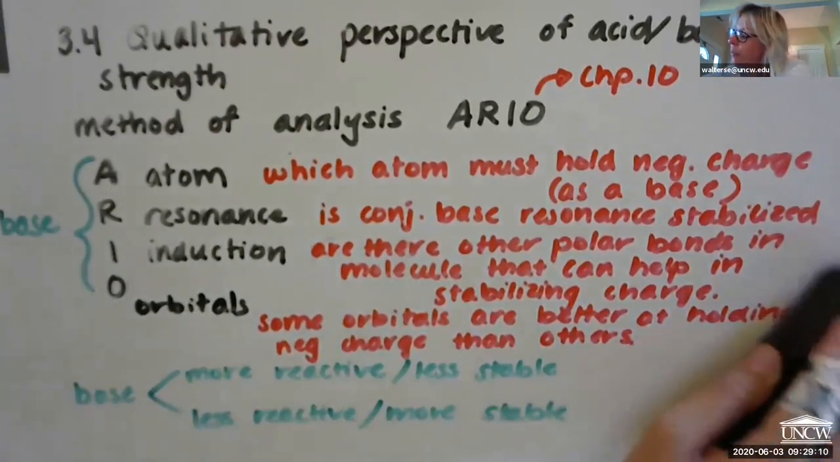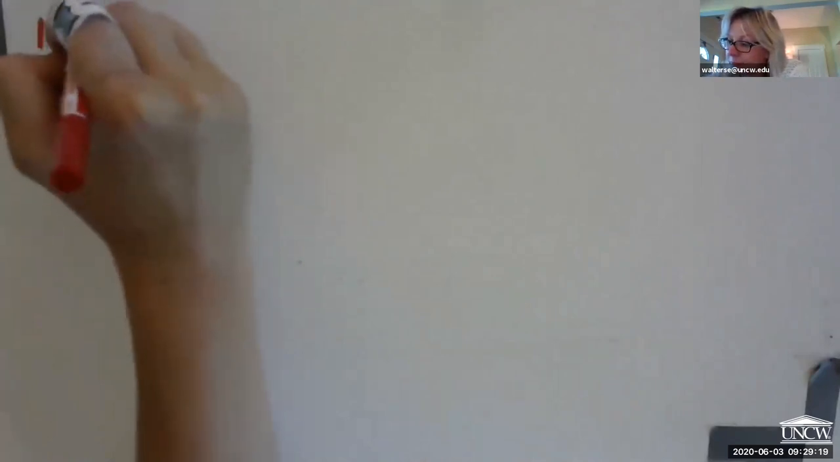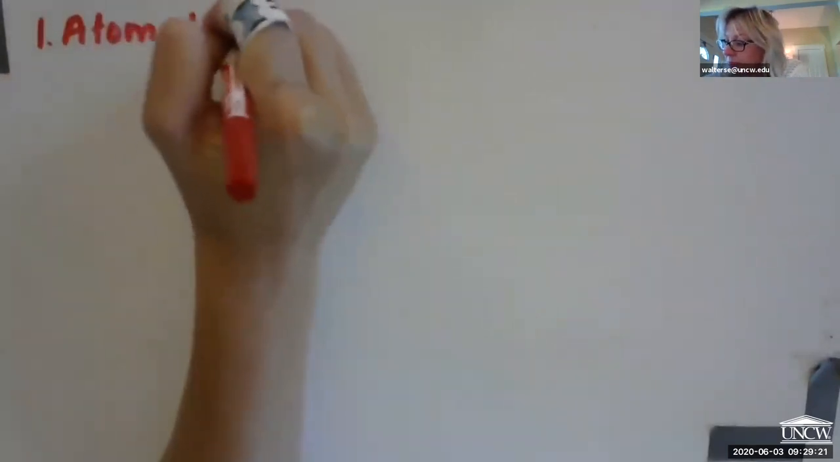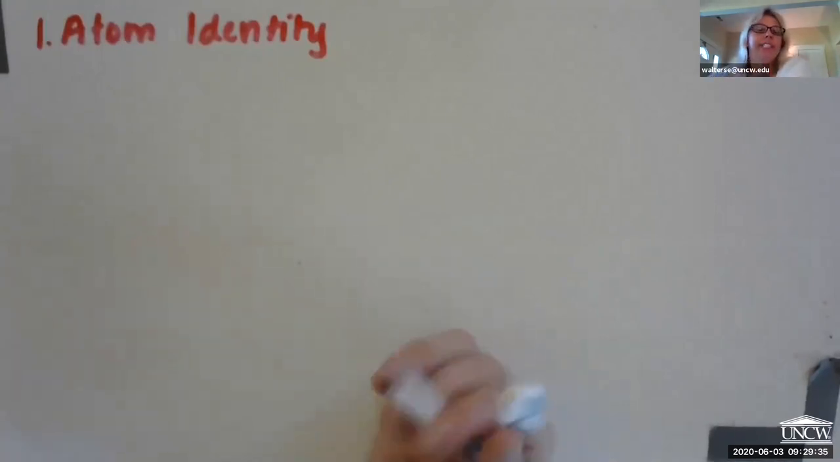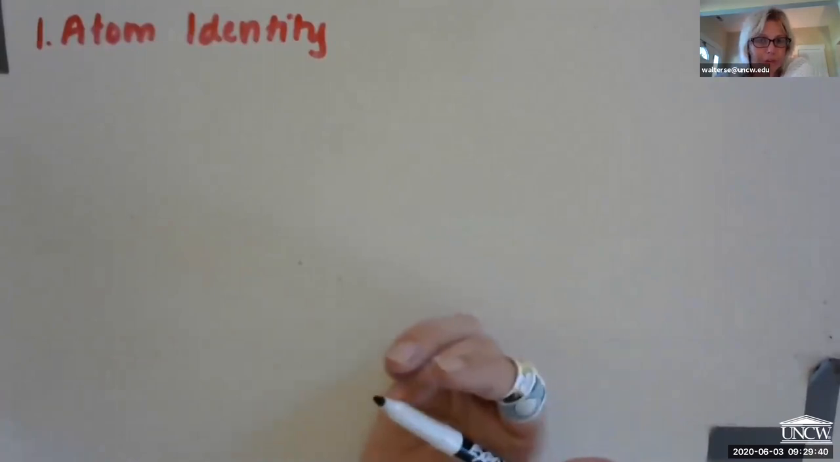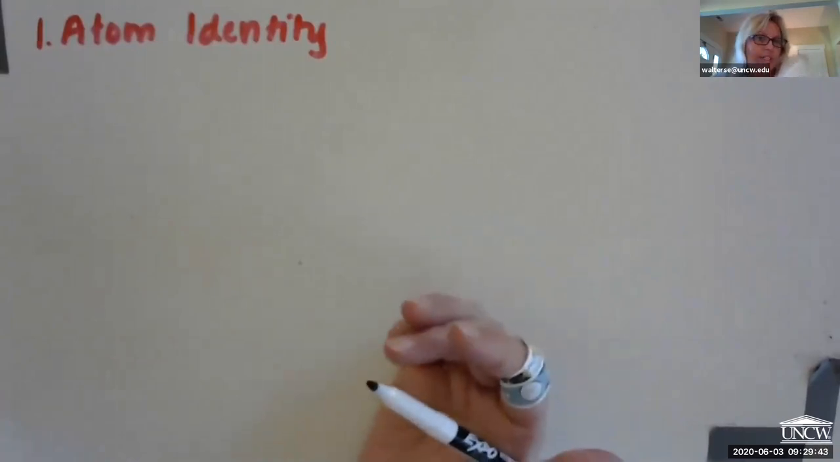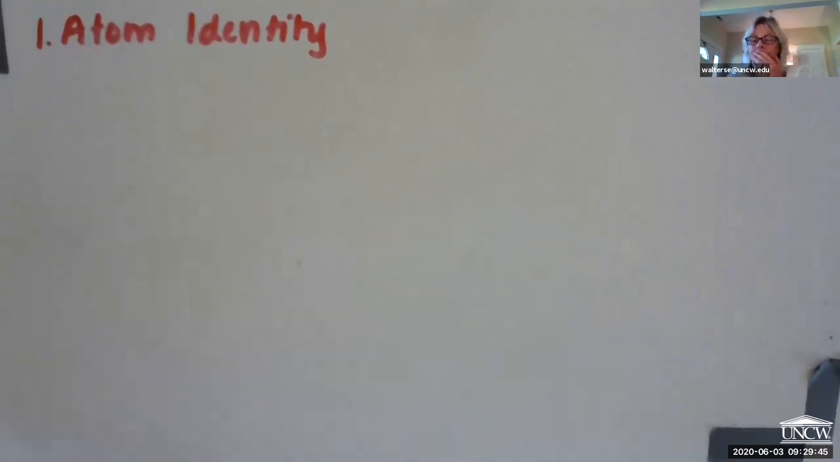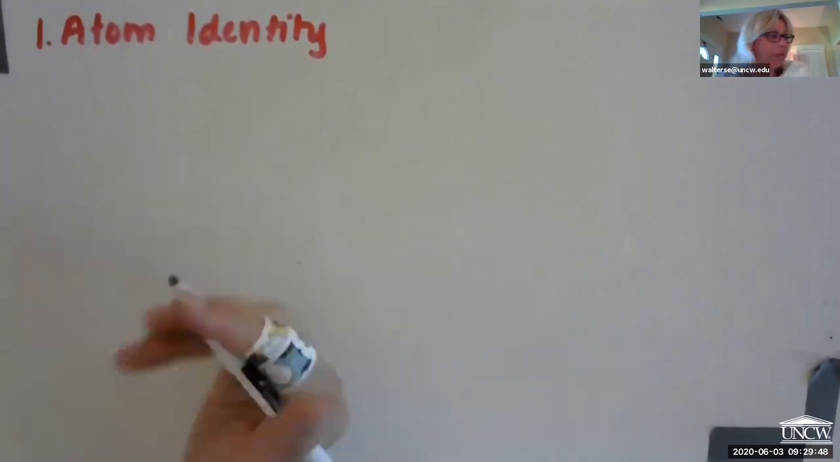Okay, so when we look at the atom identity, we're always going to be comparing two things. For example, if you say I have a strong acid, it begs the question, well, stronger than what? Weaker than what? So you're always making a comparison between molecules.